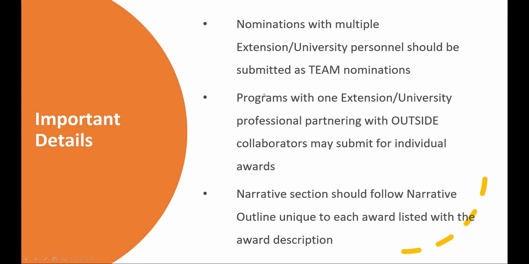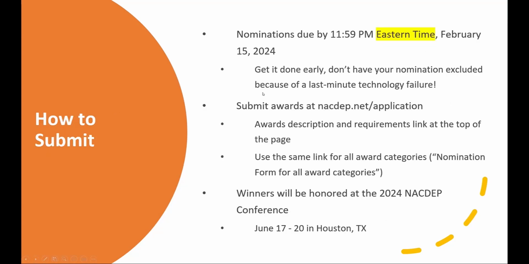I think I've got one more slide here with some information. So nominations are due by 11:59 p.m. Eastern time on February 15, 2024. This is important to pay attention to because the Qualtrics form will not accept nominations after that time. So if you are in a different time zone, make sure you pay attention to 11:59 p.m. Eastern time. And also that's just a reminder to not wait until the last minute and risk internet connectivity issues or something that may get in the way of you getting your nomination in. Get it done early and you won't have to worry about it.